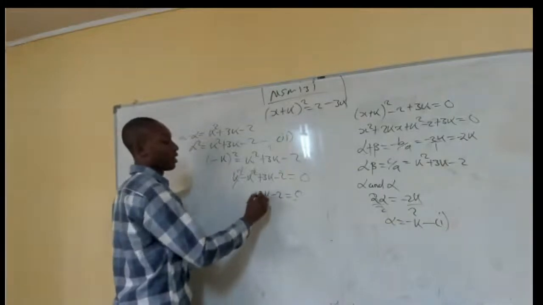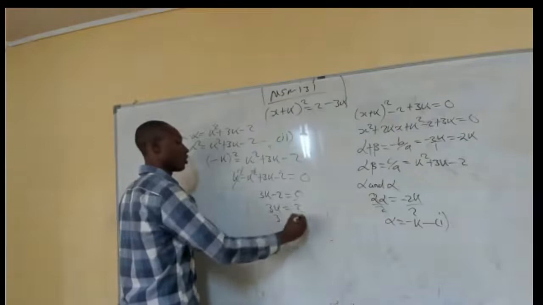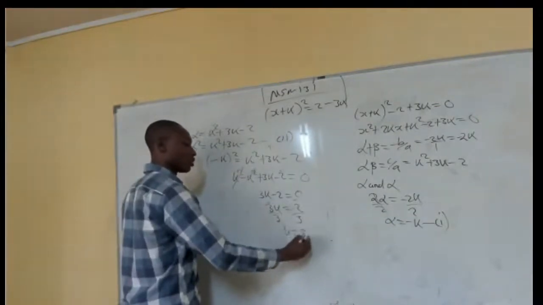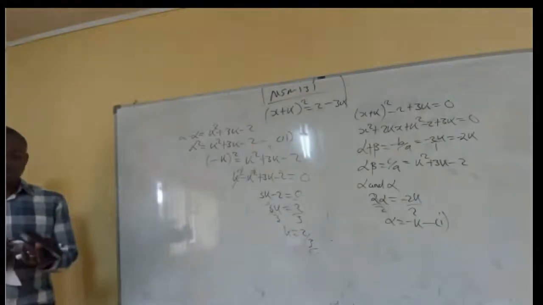We have 3k - 2 = 0, so 3k = 2, dividing by 3 on both sides. k = 2/3. So that is the k. k is equal to 2/3.